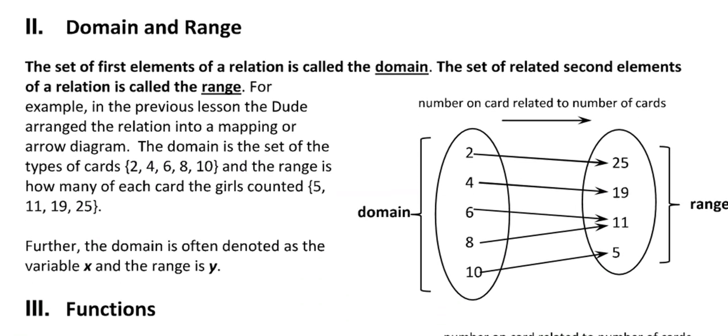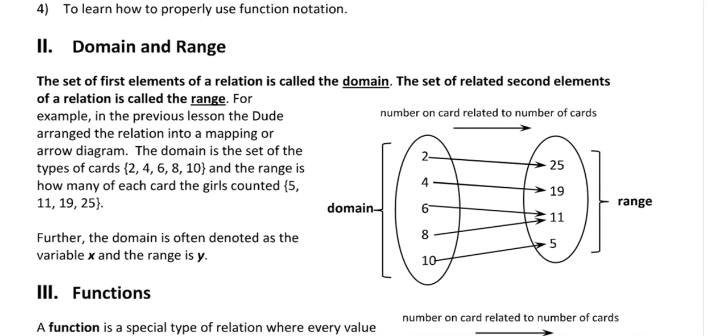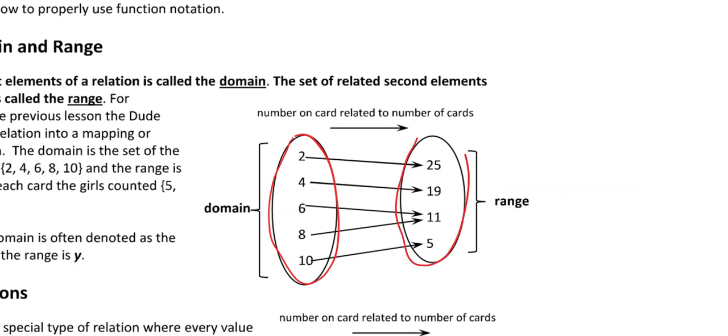So domain versus range. The set of the first elements of a relation is called a domain. So pretty much that first circle that we had, these would typically be our x values. If you think back to that unit in grade 9, they're going to be our domain values. And then our range is what's going to come out. So quite often the domain is considered my input, and your range is considered your output. Domain is all the values that you're putting in, and your range is all the values that you're getting out. Okay, and that's the idea of a function. You put things in, you get things out.